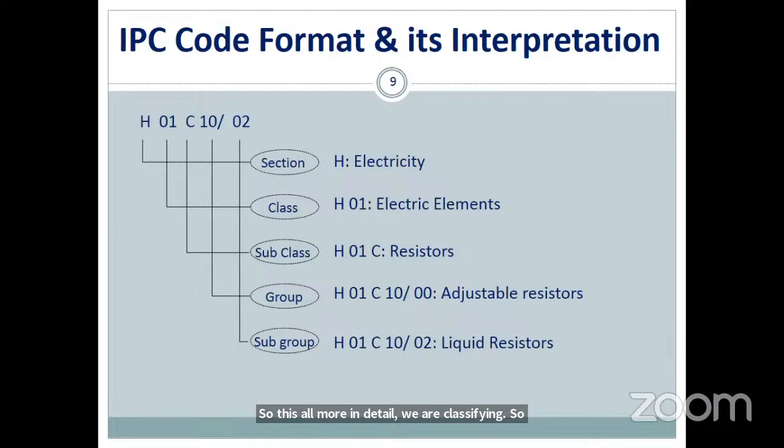Within electricity, many classes are there. Within that, the particular invention was identified as electric elements. A solar cell is an electric element, so it comes under the class of electric elements. That's why it is classified under H01. Within that also, see, it is a resistor. Most of the concept, the claims, will be resistor oriented, which is given in the subclass C. After that, group and subgroup are there: adjustable resistor and then liquid resistor.